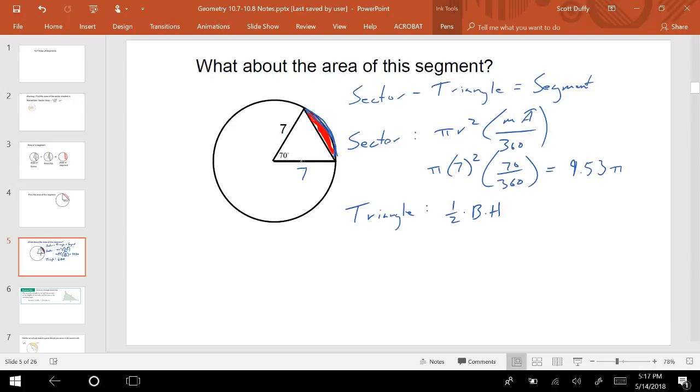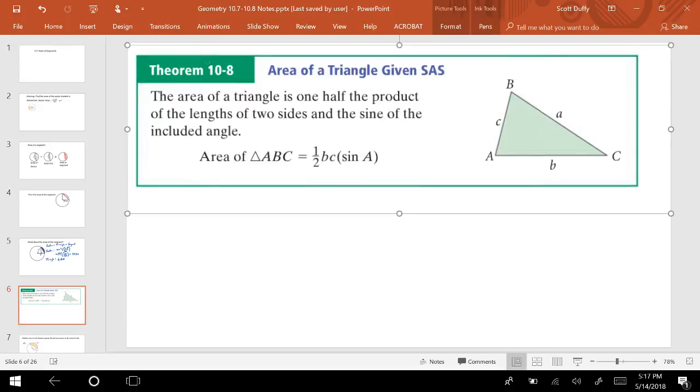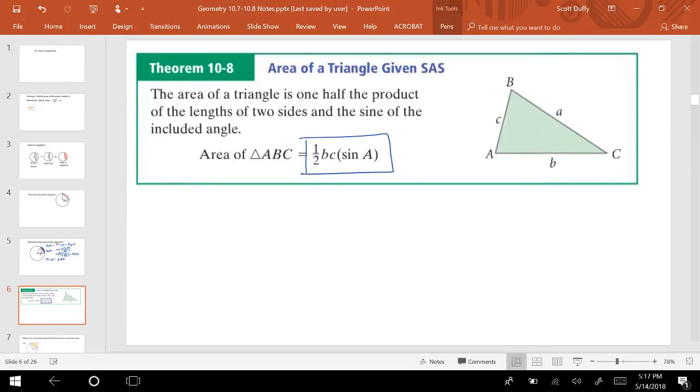But luckily, I have a formula that's going to help us out. Instead of using 1/2 times base times height, there's another formula for the area of a triangle. That is the area of a triangle given SAS. It is this formula right here. If you know two sides, we'll call them sides B and C, you know their lengths, and then you also know the measurement of the angle in between. So a side, an angle, and a side. If you know those three things, you can take 1/2 times the lengths of the two sides multiplied times the sine of the angle, whatever they give us. So that's what we're going to use on this previous slide.